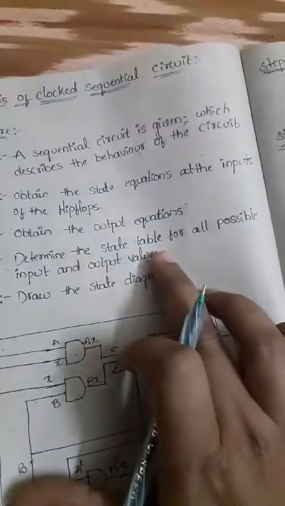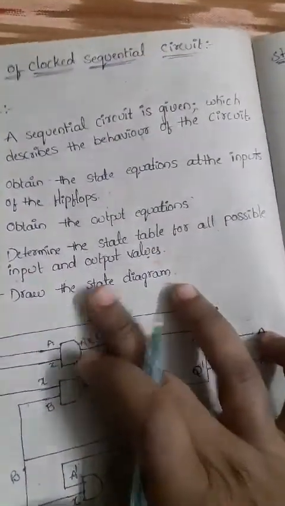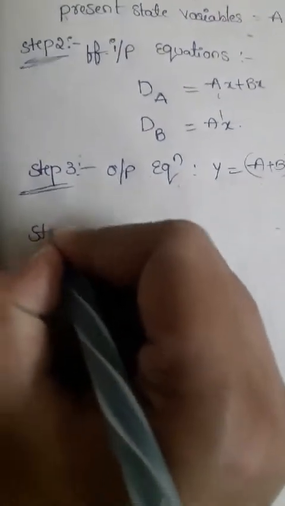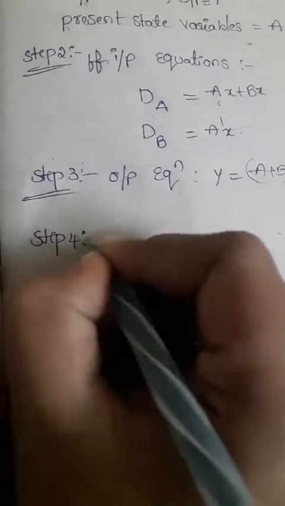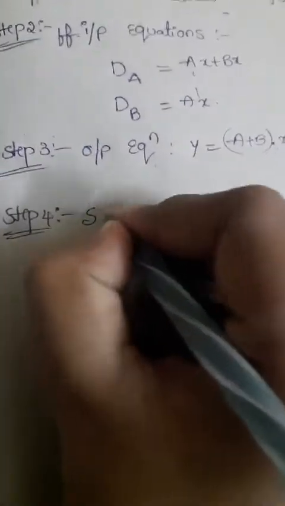Now coming to step 4. Step 4 is nothing but determining the state table for all possible input and output values. So that is step 4. We should find it as a state table.